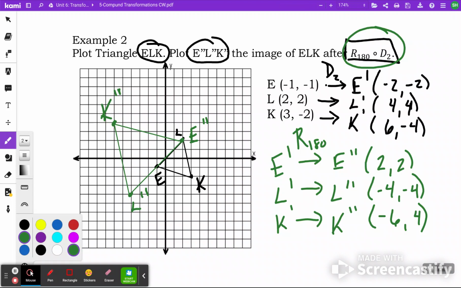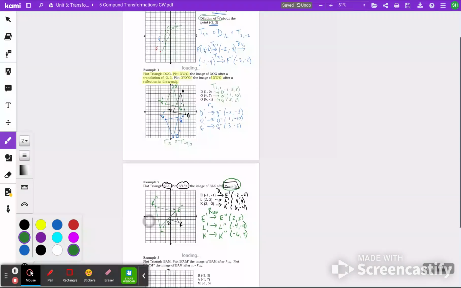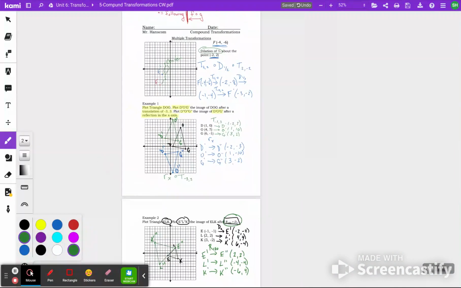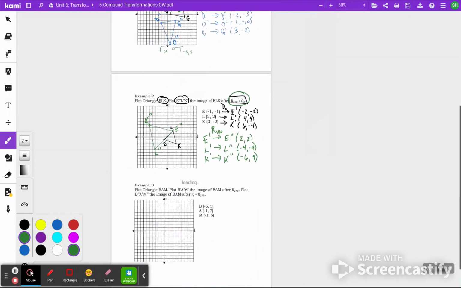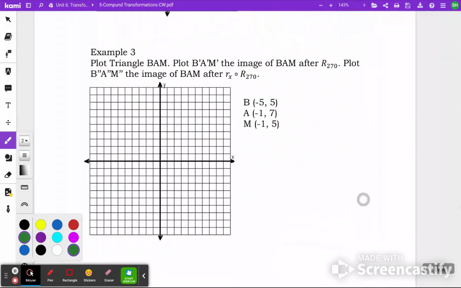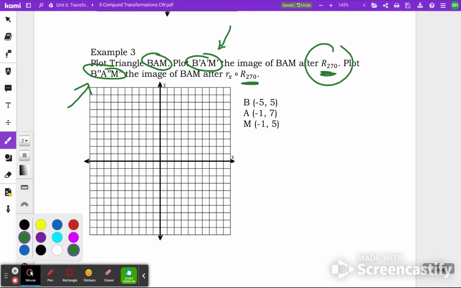My suggestion at this point is go ahead and take a look at these 3 questions that we looked at. If you have to, go rewatch some parts. But when you feel okay to try this next question, go ahead and try example 3, which is just spelt out for you. I am asking you to plot all 3 stages of this question. And you can see the single prime is a rotation of 270. The double prime is a rotation of 270, which was already completed when we did this one, but then you're adding in the reflection in the x-axis.